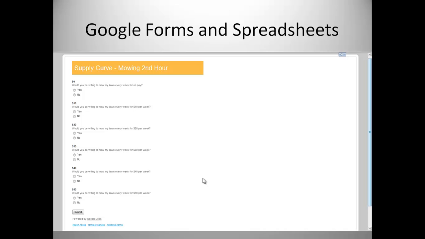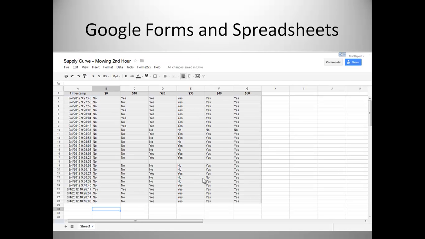One such example of a resource that I put on Moodle are these Google Forms. This one is an example of a survey I gave asking students if they would be willing to mow my lawn for free, for $10, $20, $30, $40, or $50. Once they've filled out that survey, that populates a spreadsheet which the students can then access again through a link on our Moodle page, and it allows them to then tally up how many people would be willing to do it for free, how many would be willing to do it for 10, for 20, 30, 40, 50, etc.